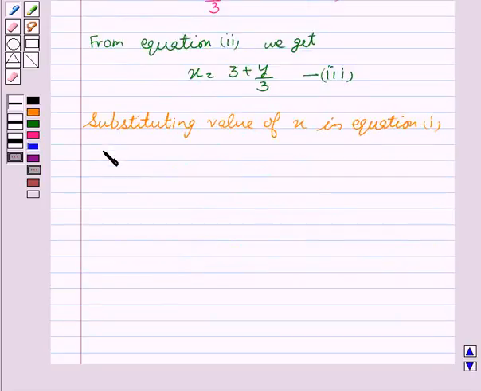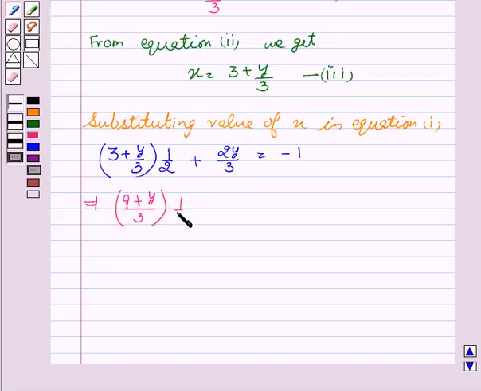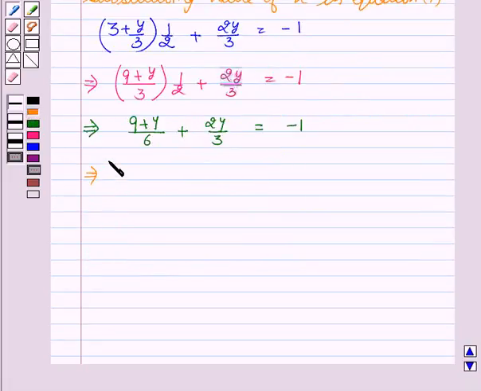We get (3 plus y upon 3) into 1 by 2 plus 2y upon 3 equal to minus 1. This implies (9 plus y upon 3) into 1 by 2 plus 2y upon 3 equal to minus 1. This implies 9 plus y upon 6 plus 2y upon 3 equal to minus 1. This implies on multiplying both the sides by 6 we get 9 plus y plus 2y into 2 equal to minus 6.